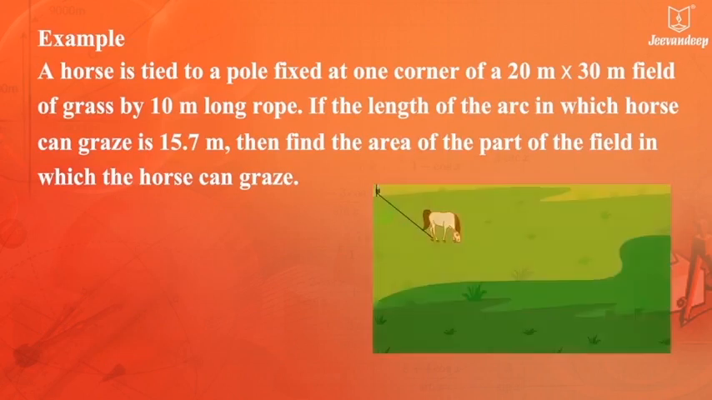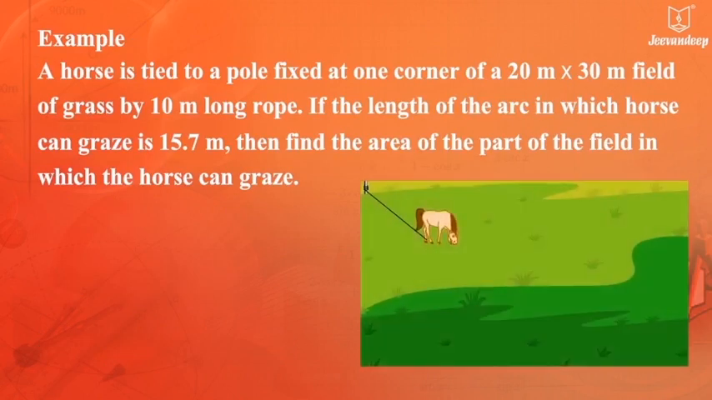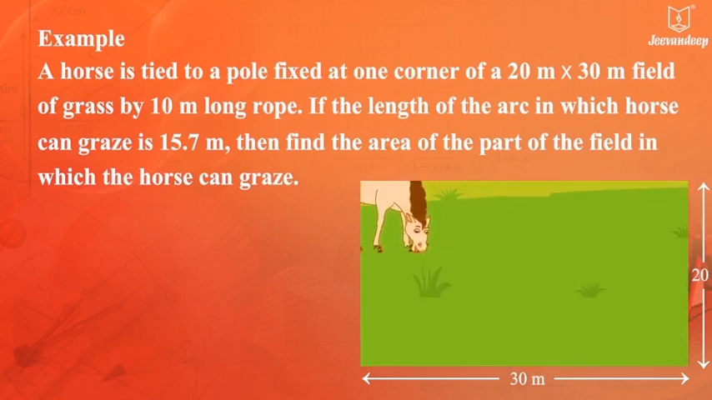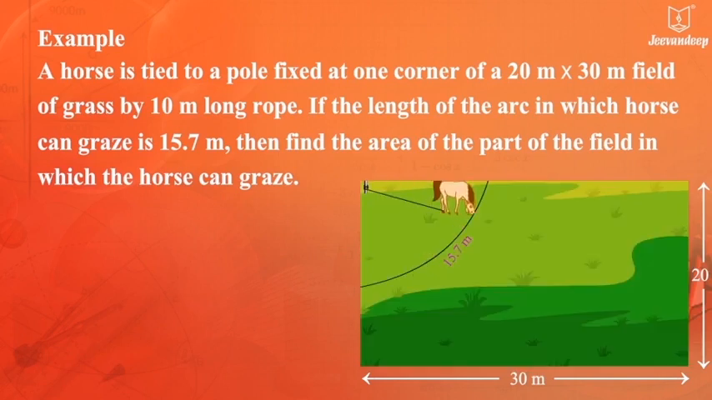Example: a horse is tied to a pole fixed at one corner of a 20-meter by 30-meter field of grass by a 10-meter long rope. If the length of the arc in which the horse can graze is 15.7 meters, then find the area of the part of the field in which the horse can graze.